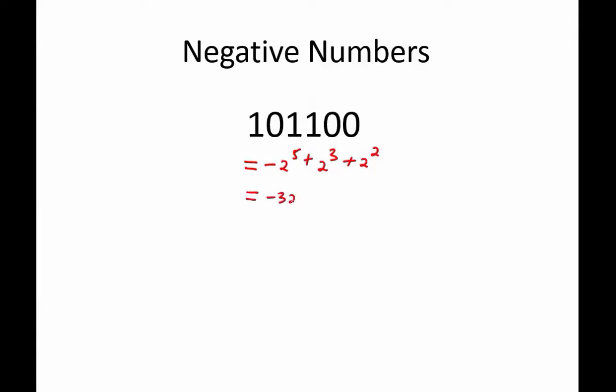Now, let's try a negative number. Negative numbers in 2's complement representation always have a 1 in their most significant bit. What is the value of 101100? We apply the same logic as before. Now we have a 1 in bit positions 2, 3, and 5. That means that this number is equal to negative 2 to the 5th plus 2 cubed plus 2 squared, which equals negative 32 plus 8 plus 4, which equals negative 20.